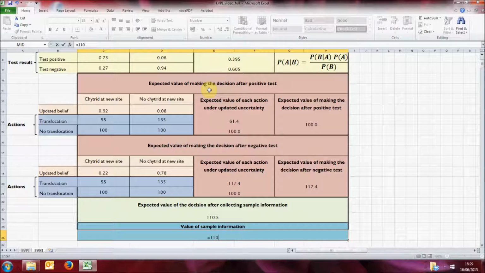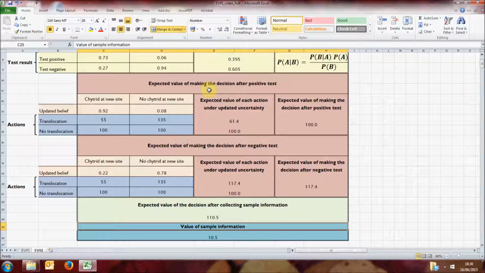So again, the expected value of sample information is the difference between the expected value after running the test and the expected value of making the decision only on the prior belief. And remember that was 100 individuals. In total, doing the test increases our expected management outcome by 10.5 individuals, and that is the expected value of this sample information.